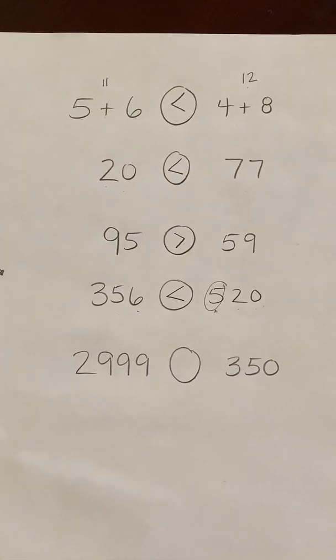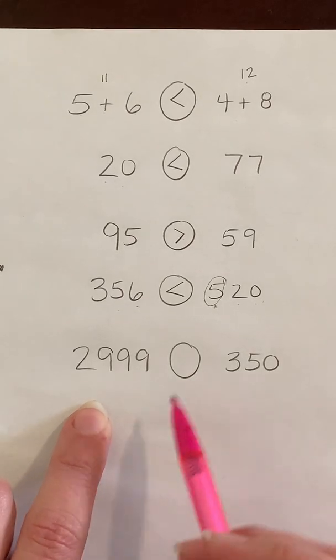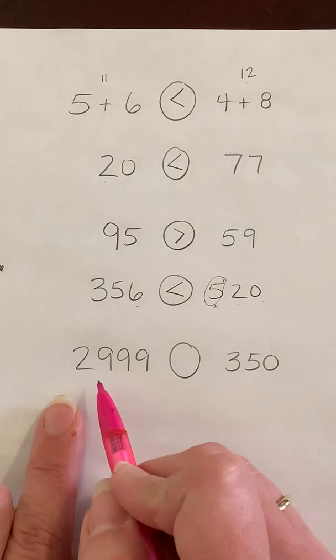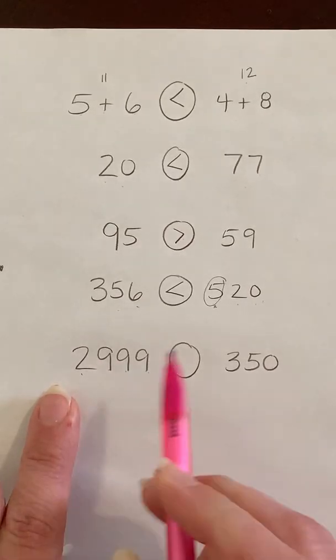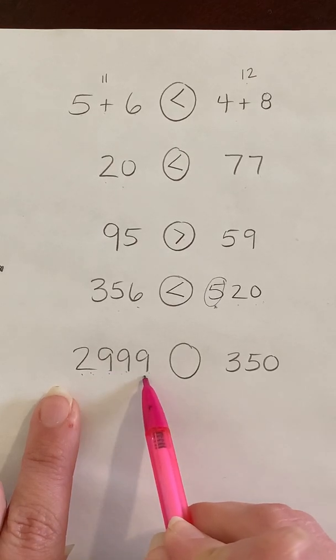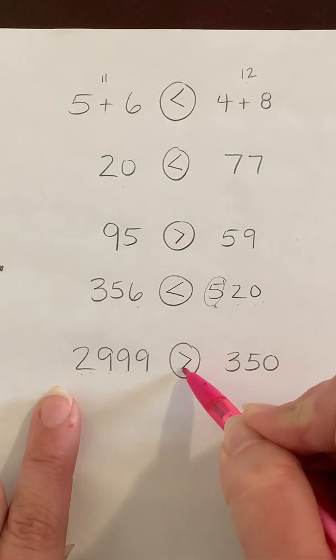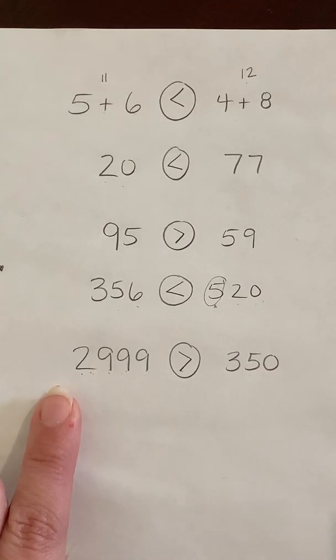And the last, I wish I had, think of it as money. I wish I had this amount of money right now. There are definitely more numbers here. 2,999 is definitely more than 350.